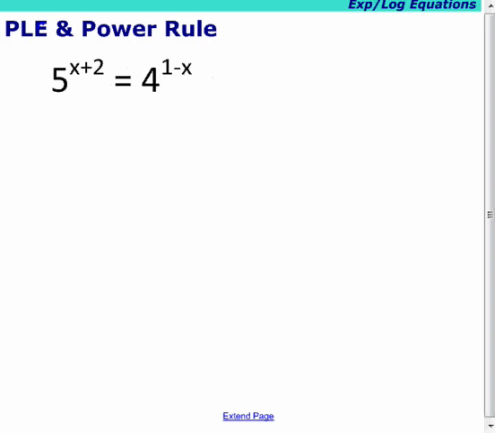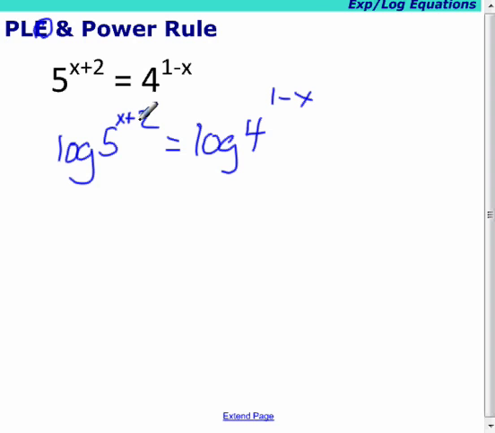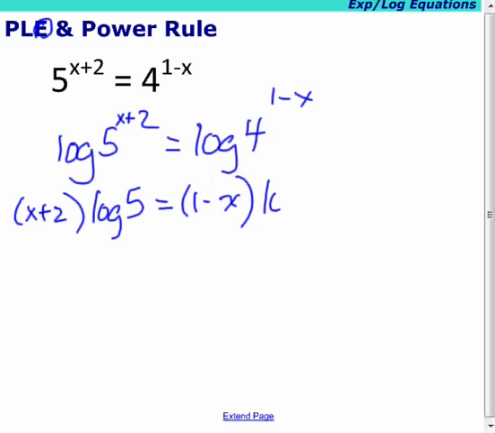This one, it looks like I'm wanting to use this property of logarithmic equality. I'm not sure why I put an O there. It's an e. Anyway, I can do the same thing. So let's log both sides. I don't have base e, so I'll just use log base 10. Log of 5 to the x plus 2 is equal to log base 10 of 4 to the 1 minus x. Use the power rule and bring that x plus 2 out front. Have log 5, use the power rule to bring the 1 minus x up front.